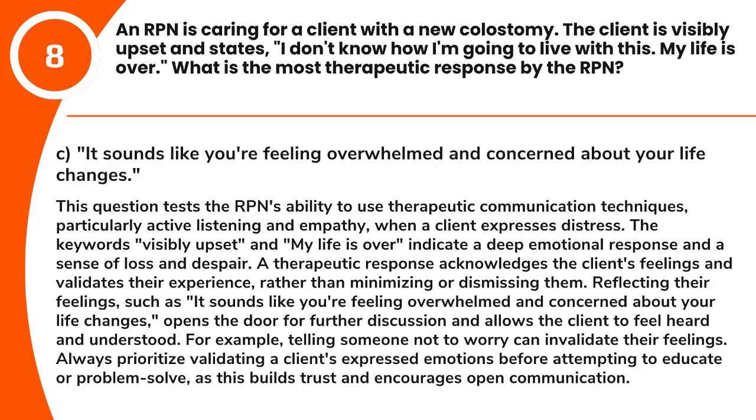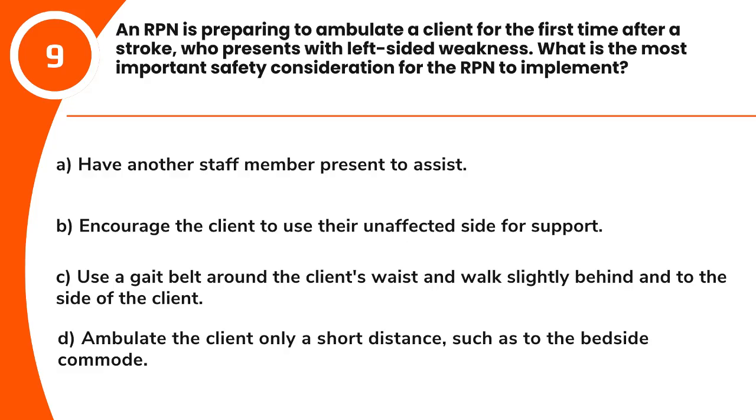Question 9. An RPN is preparing to ambulate a client for the first time after a stroke, who presents with left-sided weakness. What is the most important safety consideration for the RPN to implement? A. Have another staff member present to assist. B. Encourage the client to use their unaffected side for support. C. Use a gait belt around the client's waist and walk slightly behind and to the side of the client. D. Ambulate the client only a short distance, such as to the bedside commode.